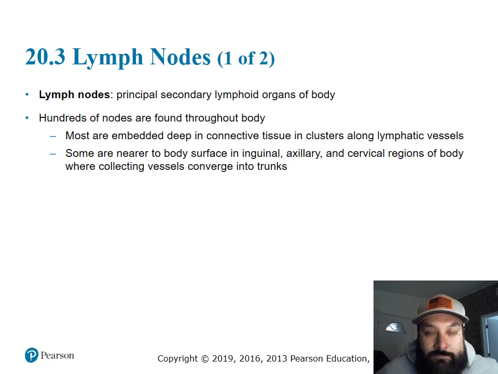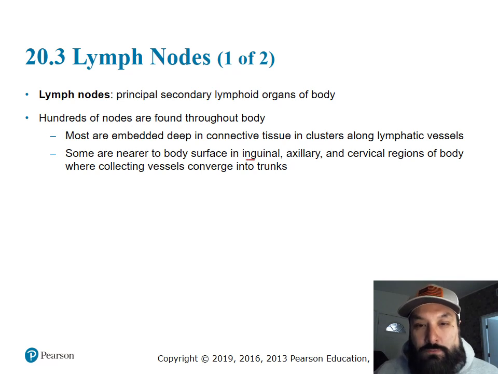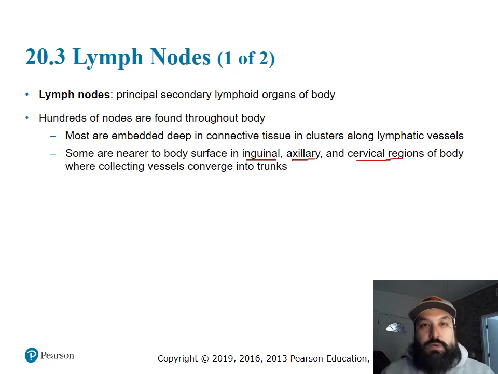Okay, so let's talk about the lymph nodes, right? Those are your secondary lymphoid organs. There are literally hundreds of nodes found throughout the body. Deep connective tissue is where you're going to find them, embedded into it. And then you've got small lymphatic vessels that lead to each lymph node, right? So deeper tissue is where we're going to find these lymph nodes, with the exception of these places: the inguinal region, the axillary region, and the cervical regions of the body. Those are nearer to the body surface.